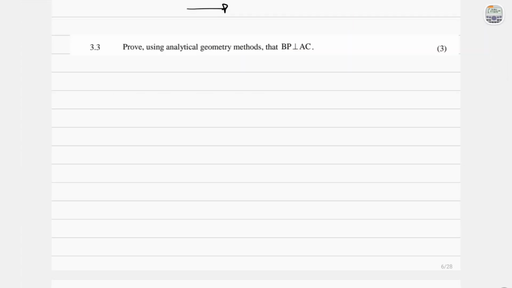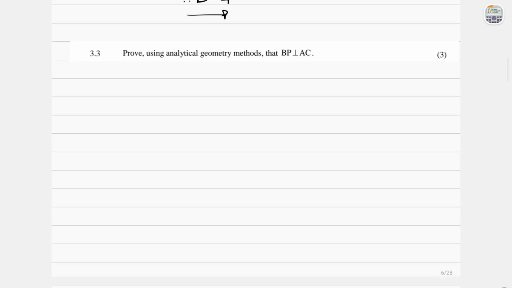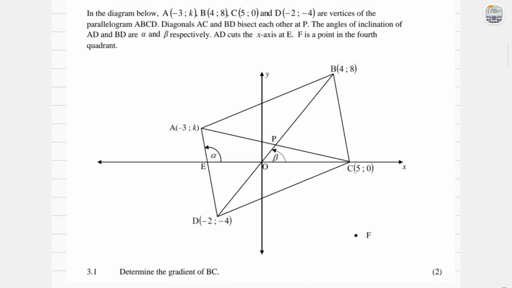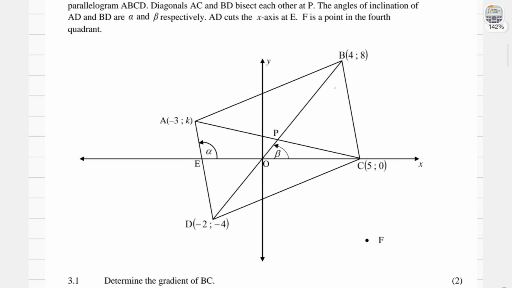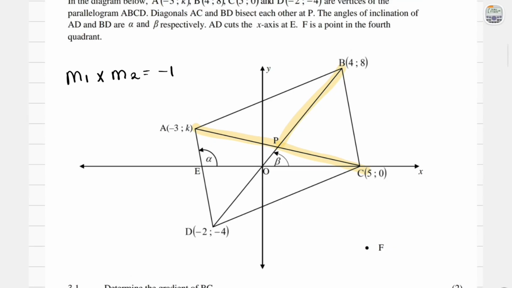Question 3.3 says, prove using analytical geometry methods that BP is perpendicular to AC. Okay, so using the rules we know in analytical geometry, let's show them that BP is perpendicular to AC. The rule with perpendicular lines in analytical geometry is that if two lines are perpendicular, the gradient of one multiplied by the gradient of the other line gives us -1. So that's what we need to show them here.